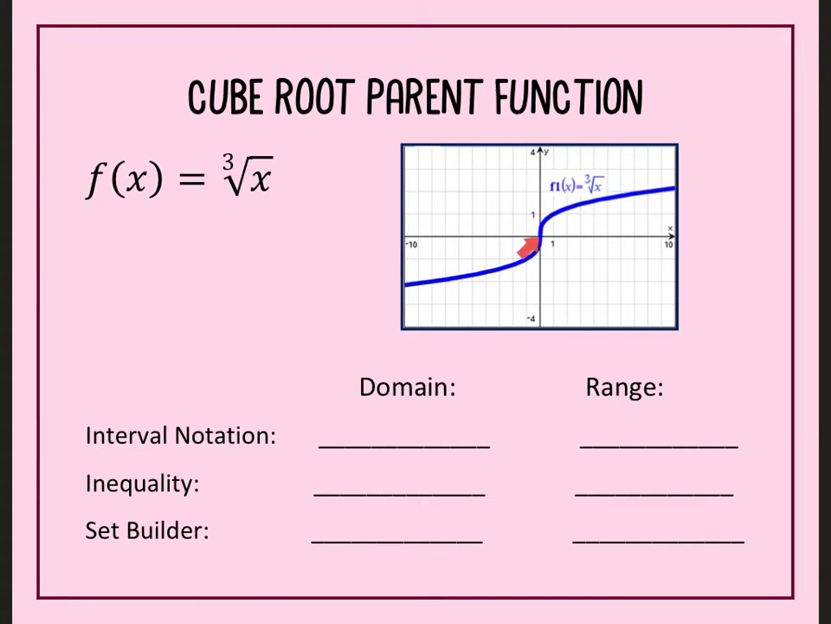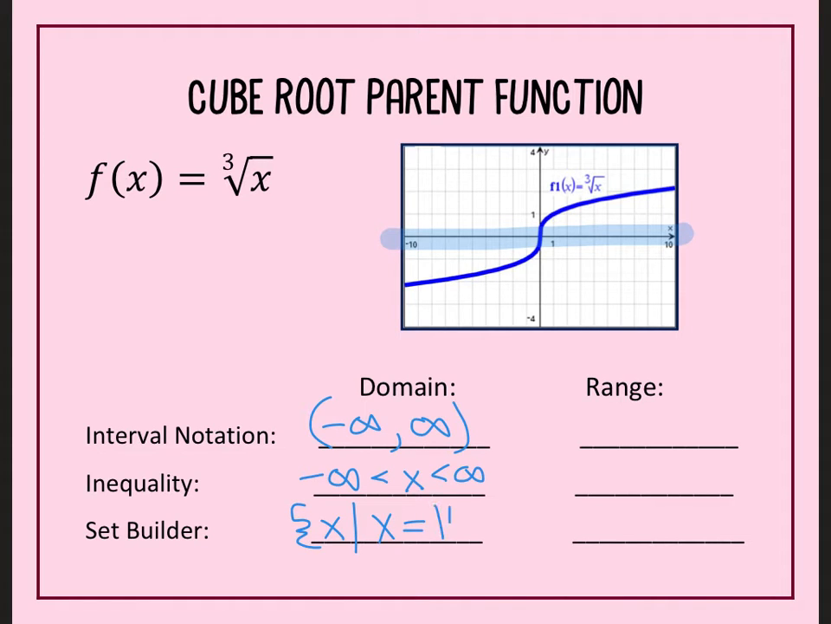So this is a cube root parent function. Some of the key attributes is that it crosses through the origin at (0, 0), and this graph has rotational symmetry. But to discuss domain and range, my domain and my range are going to be identical. So domain is going to be my possible x values, how far to the left, how far to the right. Well, this graph is going from negative infinity because it's going forever to the left and forever to the right. And since it's never going to actually touch it, we use parentheses. As inequality, we say that negative infinity is less than x is less than infinity. And in set builder notation, this reads x such that x is equal to all real numbers.